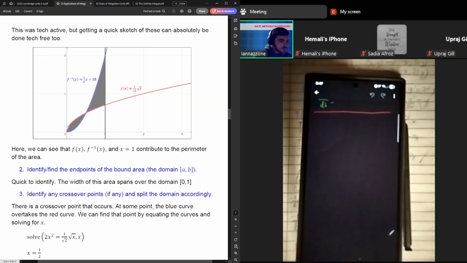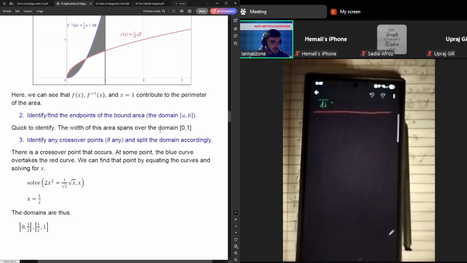Okay. But yeah, if you know anything about quadratics or square roots with no translation factors, they should start at 0. So our domain is going to be 0 and 1.